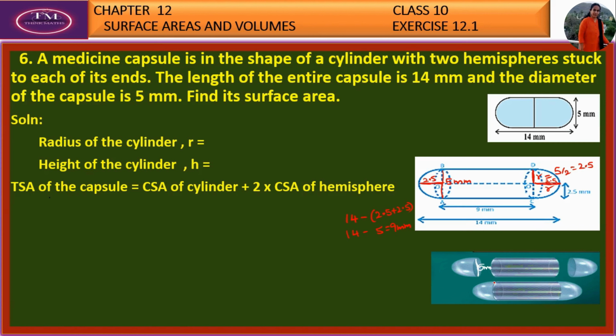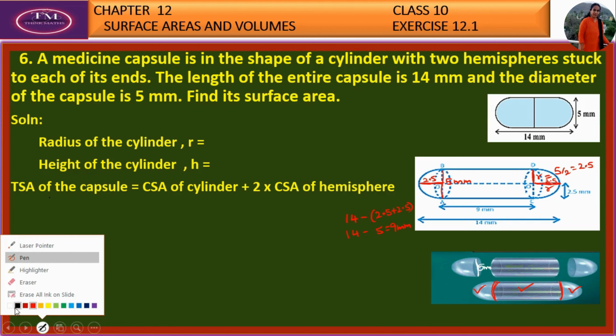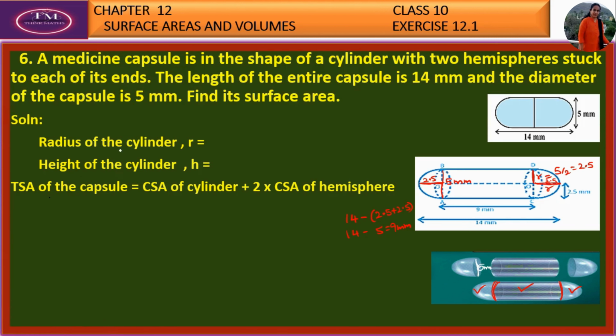So what happens? The base area of the cylinder and the base area of the hemisphere will be hidden. So no need to include the base area of the hemisphere as well as the cylinder. Only the curved surface area of the cylinder and the curved surface area of two hemispheres are included. Okay, children. I hope you can understand the concept. So let us do the calculation.